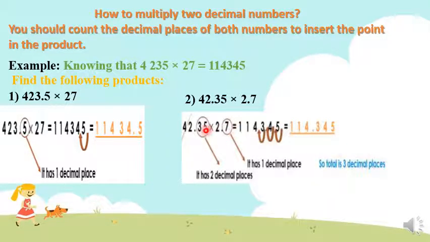Look at the first number. Here we have two decimal places. Look at the second number. Here we have one decimal place. So the decimal point will enter three decimal places. Why? Because the total is three decimal places. So let the decimal point enter three digits to the left. One, two, three. So here will be the decimal point. So finally, our final answer will be 114.345. The decimal point entered three decimal places.